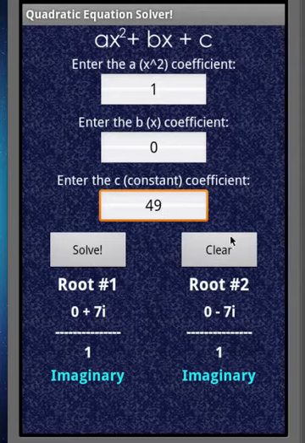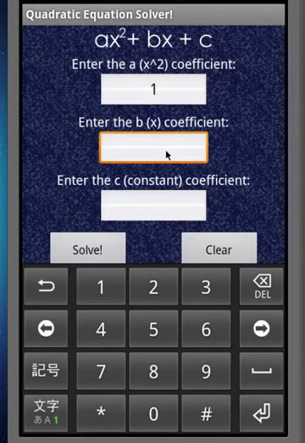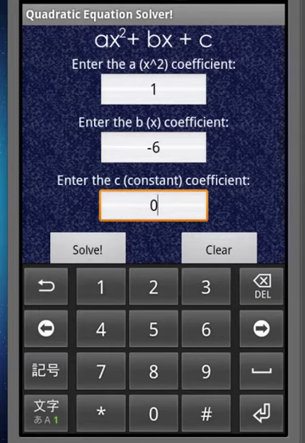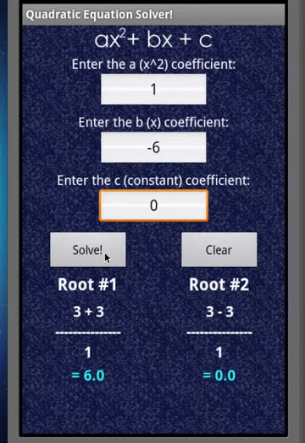And then finally, we can do something where the c equals 0. For example, say you had x squared minus 6x. We wanted to factor that. Let's try that. So we'd have x squared, so we'd have 1. And then minus 6x, we'd have negative 6. And in this case, c would be 0. I'll solve that. And as you can see, for the first root, we get 6. And for the second root, we get 0. Okay? And that's about it.